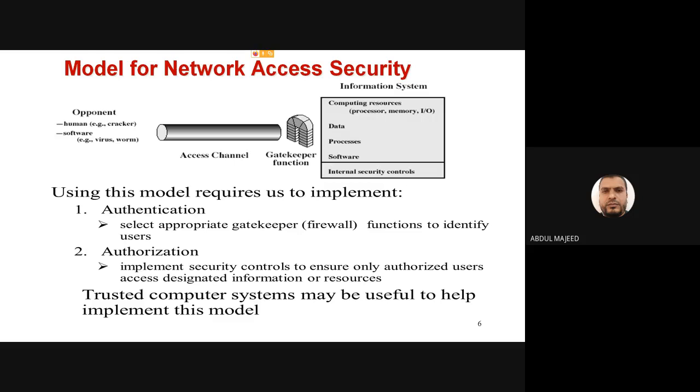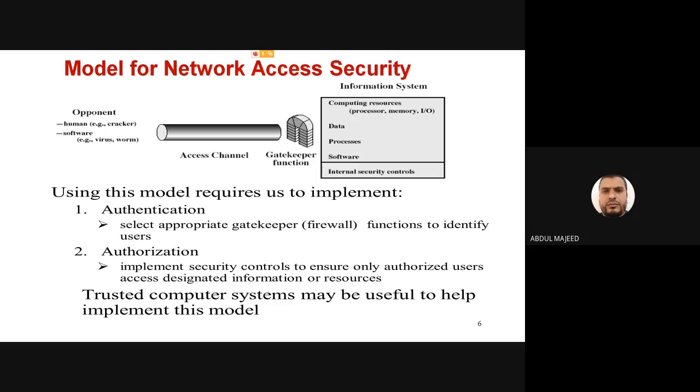You can see on the slide that opponents can be human beings. We will call them a cracker or a hacker. Or opponents can be software also, just like viruses, worms, and other things, which can damage your data, modify your data, or get a copy of your data. So that is called virus and worms. So opponents can be of two types: one is machine, that is software, and another one is human beings, who can attack your data manually.